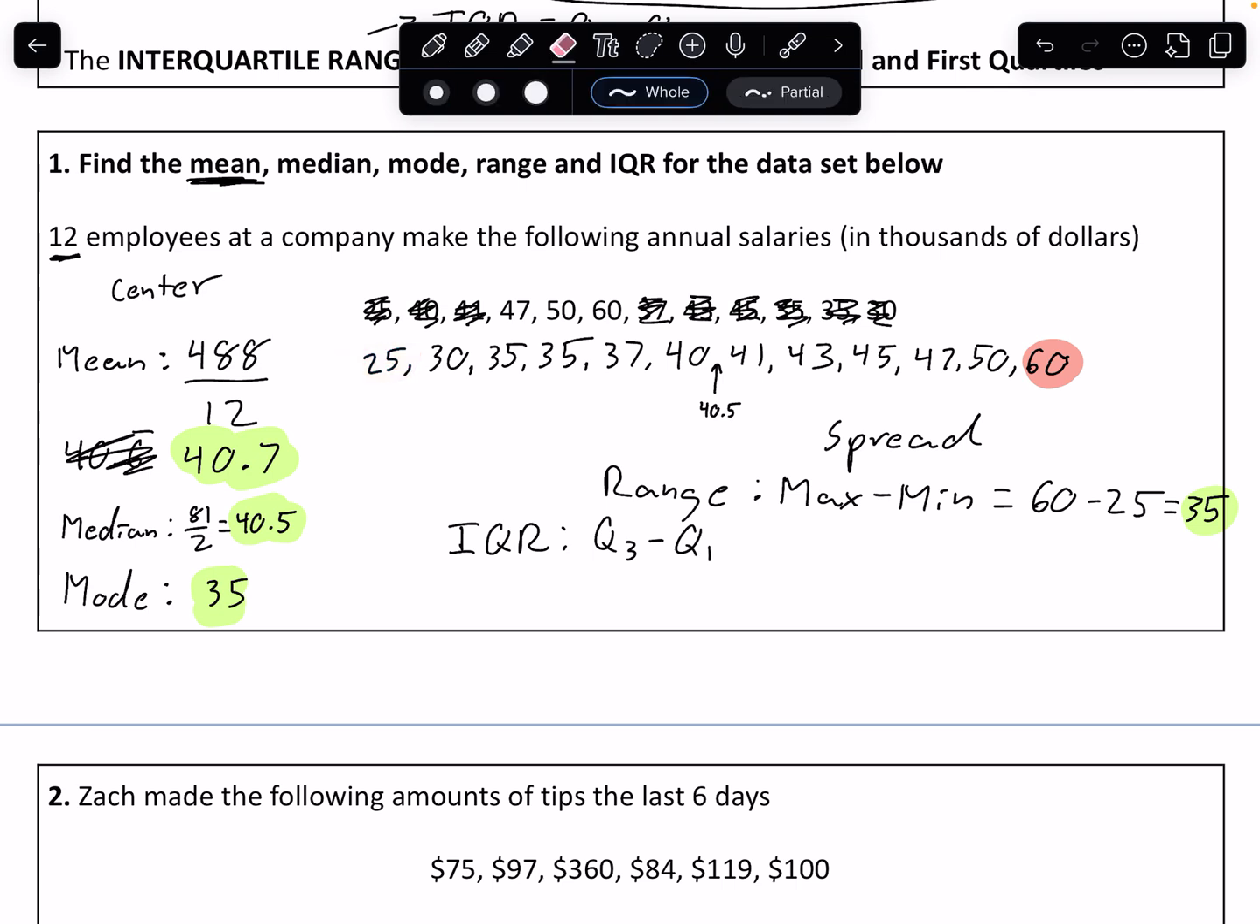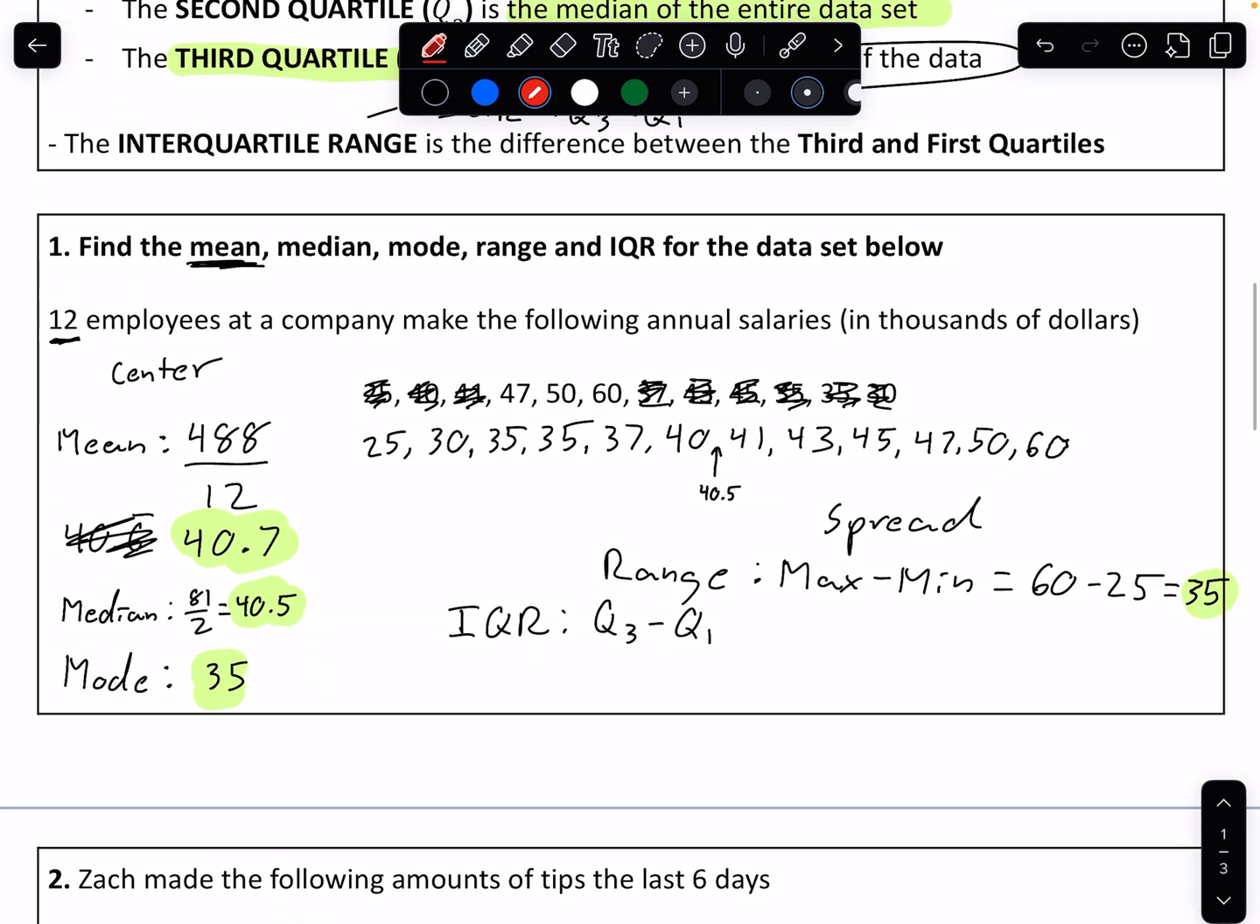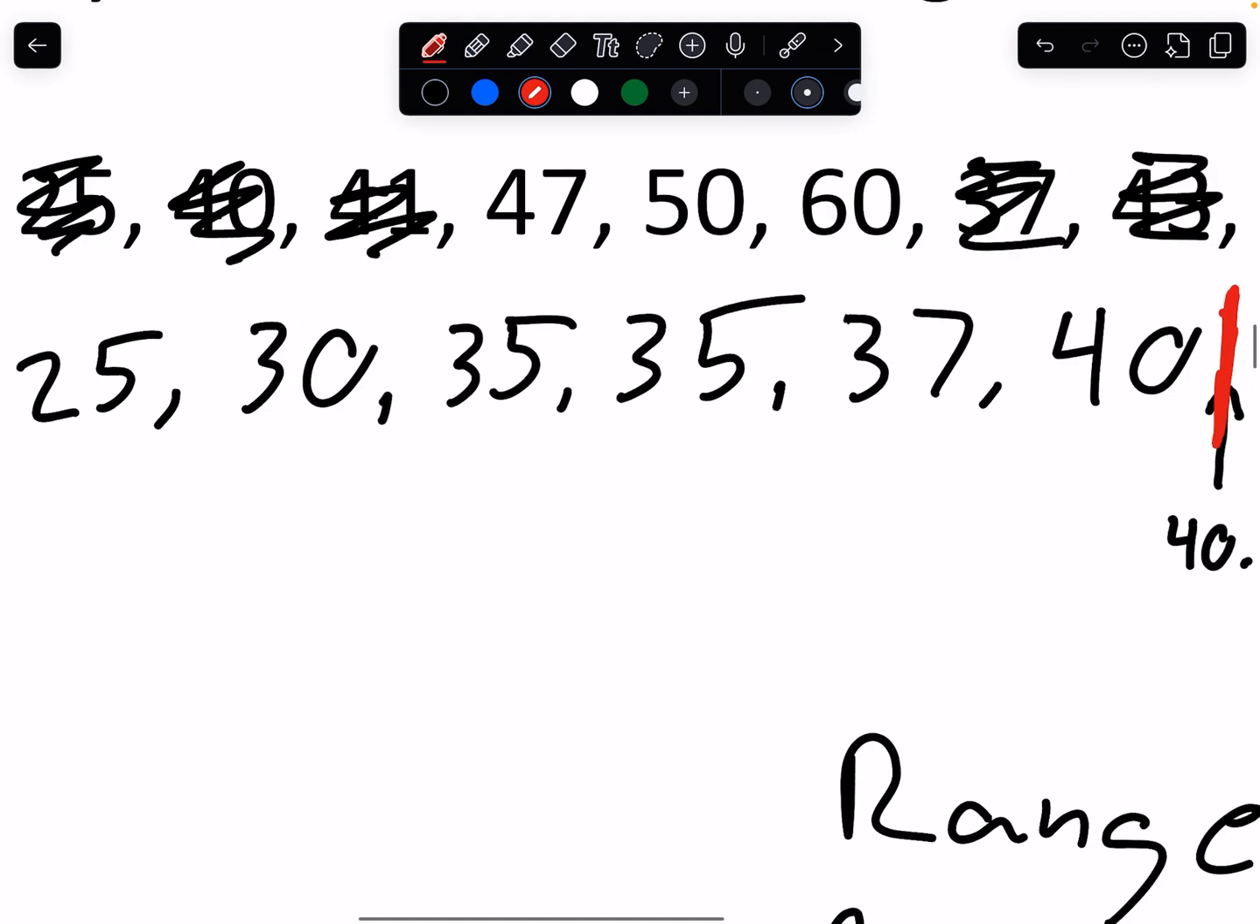And here's kind of the problem. Have we talked about Q3 or Q1? No. Okay. I mentioned this earlier, Q1 is going to be the median of the lower half. So what I'm going to do is split it in half, and we already have our halfway point. It's that 40.5. So I'm only going to focus on the front.